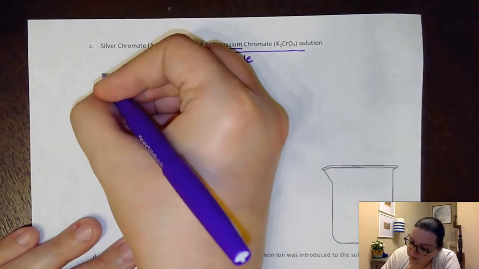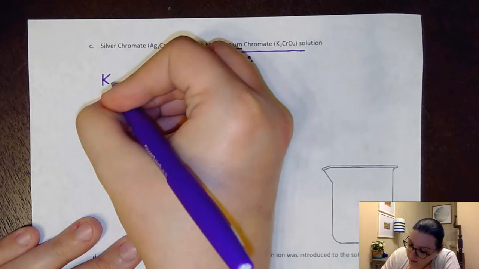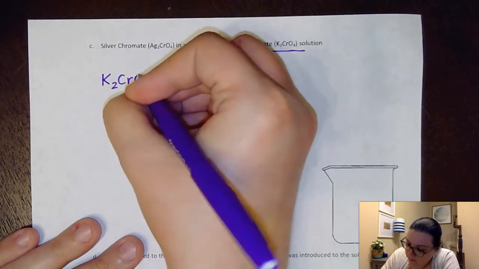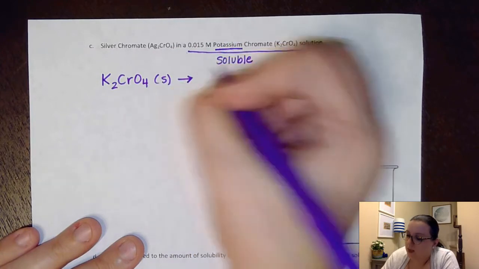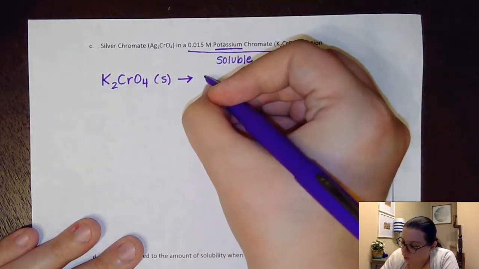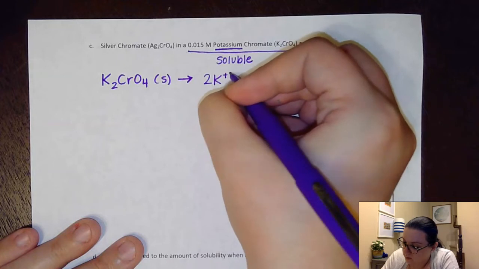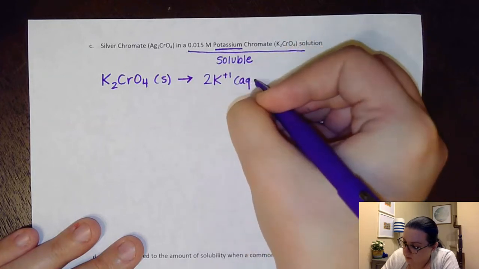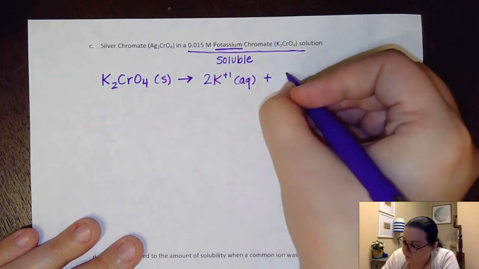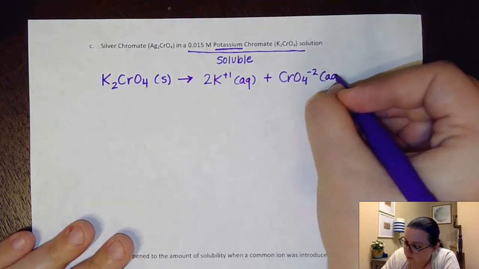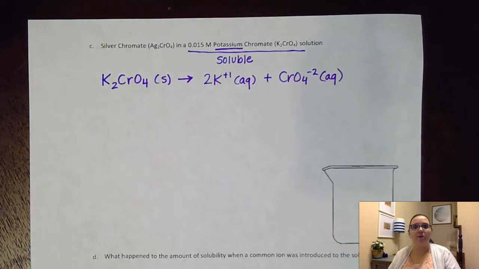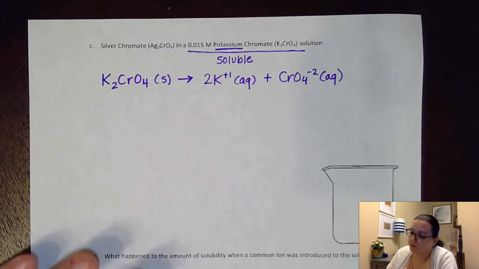I'm going to have potassium chromate. And again, I'm going to have that originally starting off as a solid. And we're going to dissociate that into 2 potassiums and 1 chromate. Now I have to be careful on this one because I notice that no longer do I have just a simple 1-to-1 ratio here. Now I have a 2-to-1 ratio, and so that's going to slightly affect my numbers here.